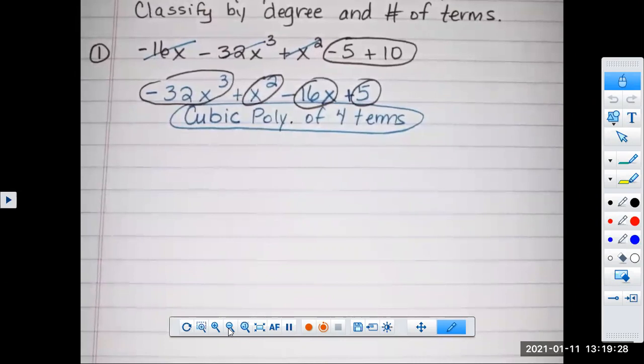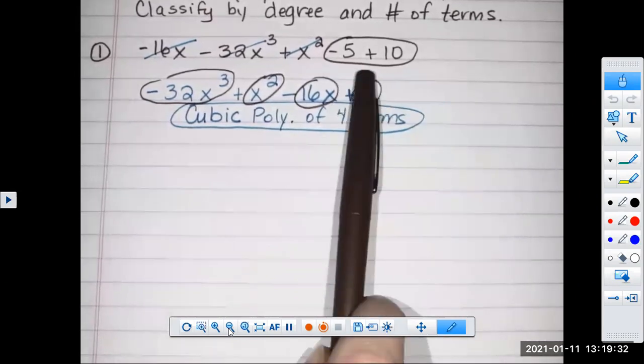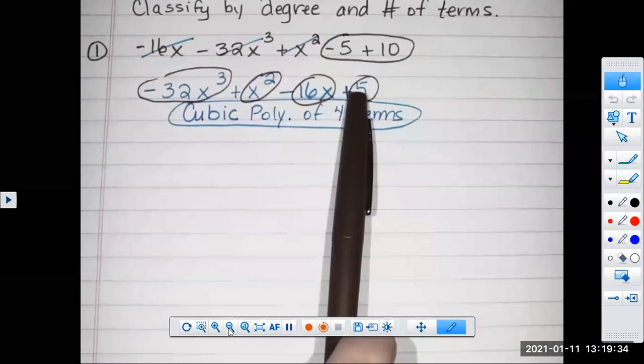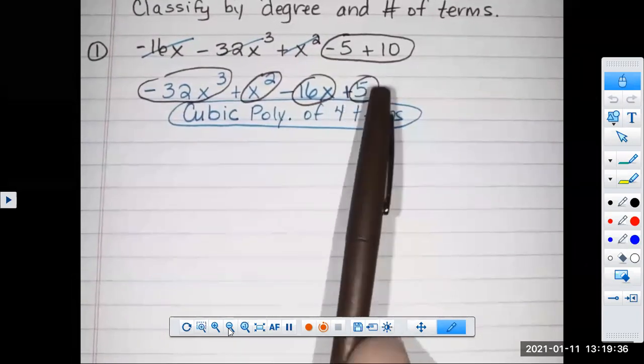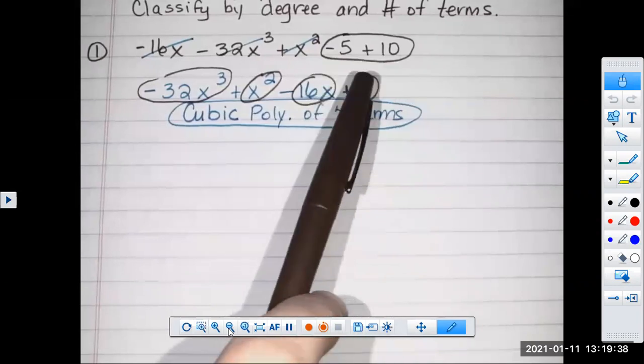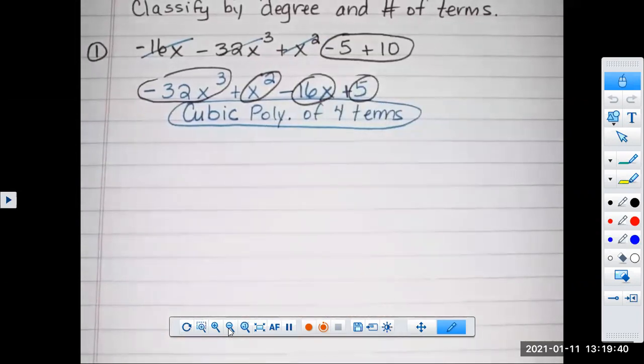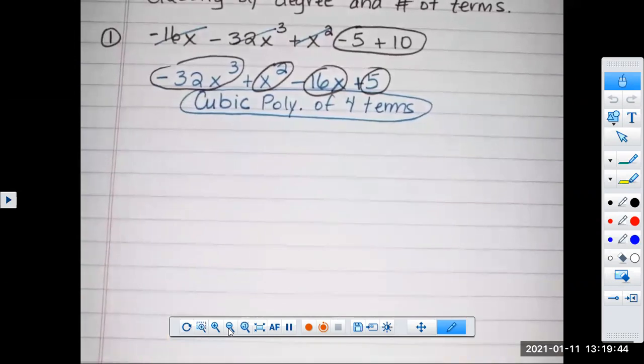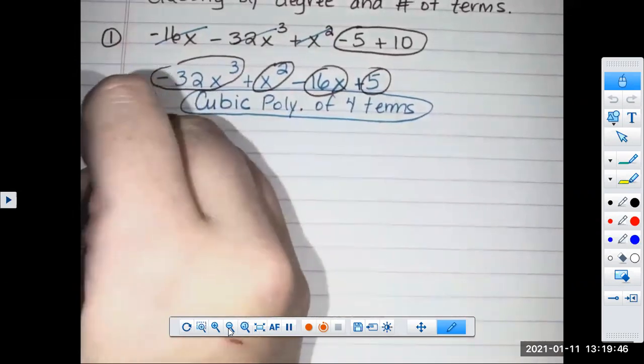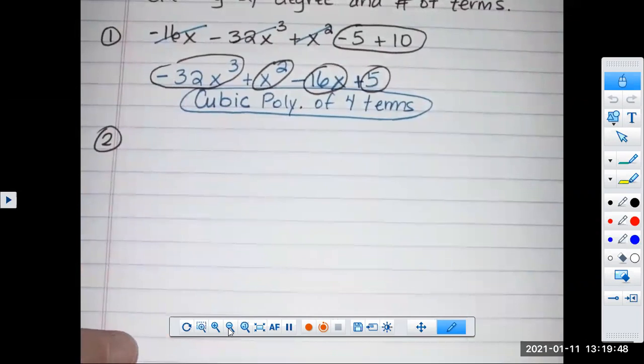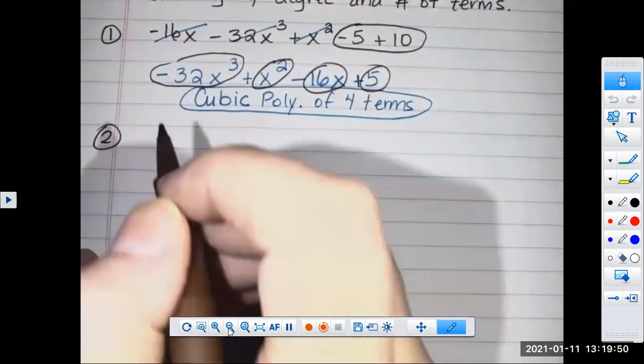All right. Plus, positive 5, the number at the end in a polynomial, is where it crosses the y-axis. So if you graph this, it would cross at 5 on the y. So anyway, all right. Number 2. I don't know if that helps you at all, but a little bit, I guess.